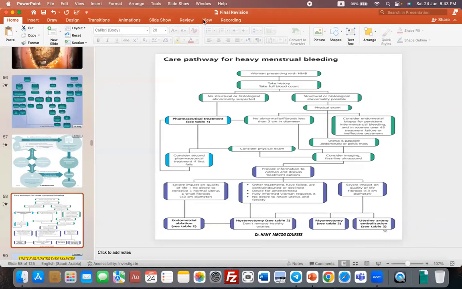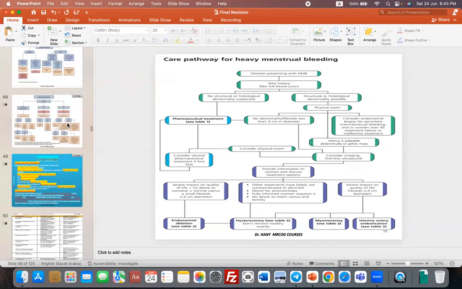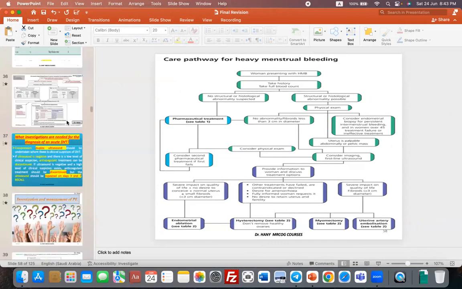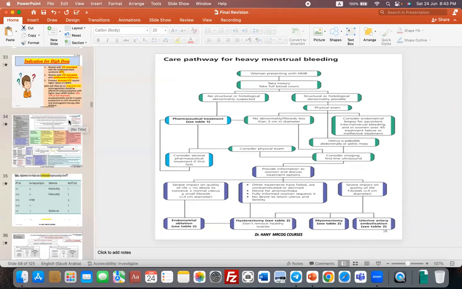What do you want, Mariam? The file? The file is already on the website. If you want it, I will make it a file and put it in the group, but don't share. It's just pictures. I have no problem. I will post it. Okay.